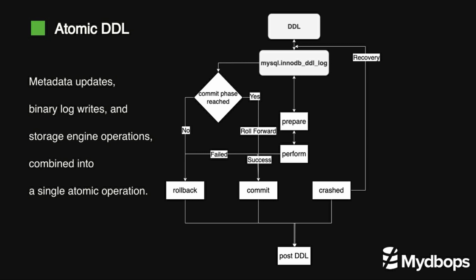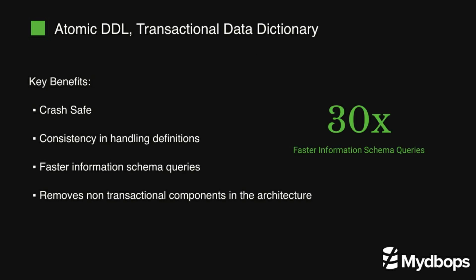And by storing all these statistics and schema information into a single tablespace, it makes the information schema much faster, because earlier you had to scan through all the schema files before it could build up the temp table and cater you the results. Here, since it's all InnoDB direct table-backed views, it is much faster. In fact, it is 30 times faster when compared to an older version. And this also removes all non-transactional components in the architecture, and it is a simple and clean architecture for the data dictionary.